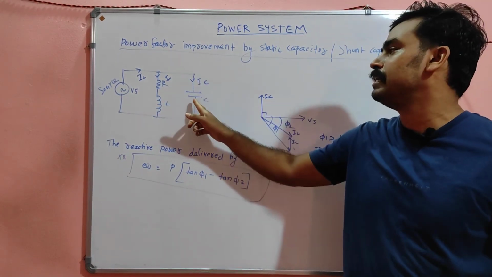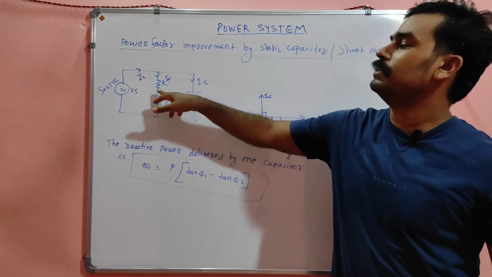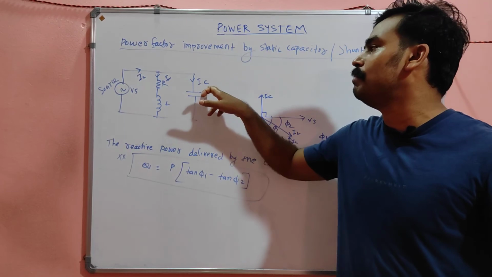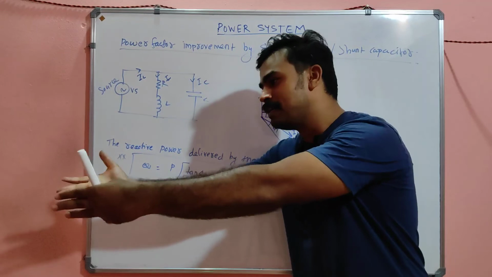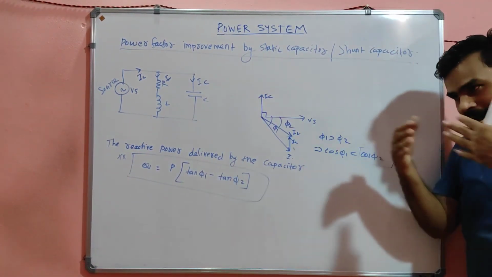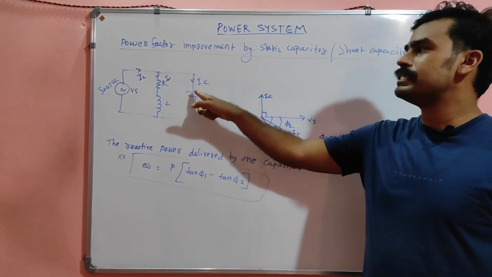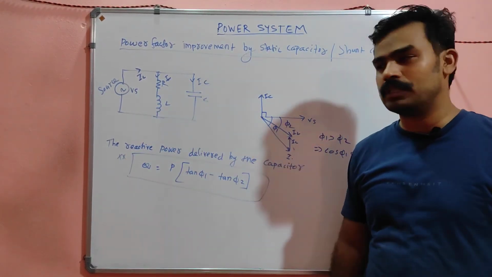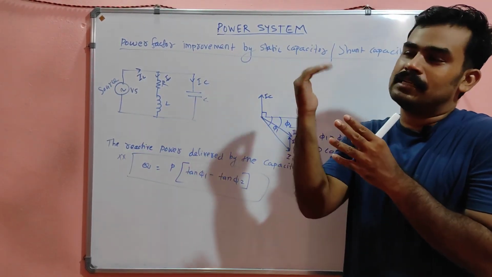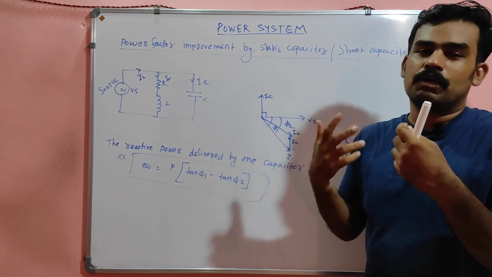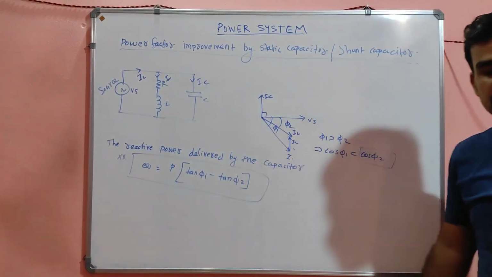For avoiding that, we insert a capacitor in parallel, so that the reactive power requirement of the inductor will now be provided by the capacitor, because the capacitor can deliver reactive power and the inductor can absorb reactive power. Basic rule. So this capacitor will provide reactive power to the inductor, so that this inductor will keep silent, because its requirement is fulfilled by the capacitor, so no need to disturb the source.